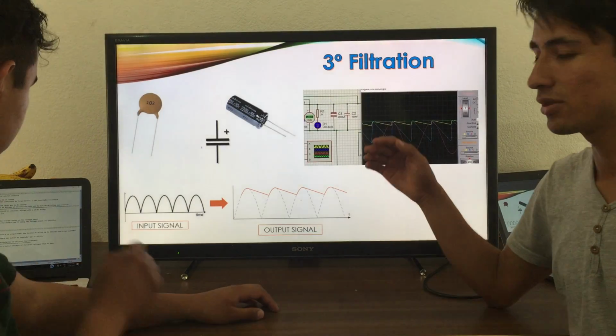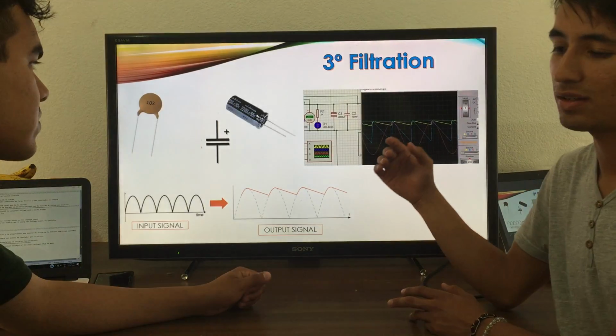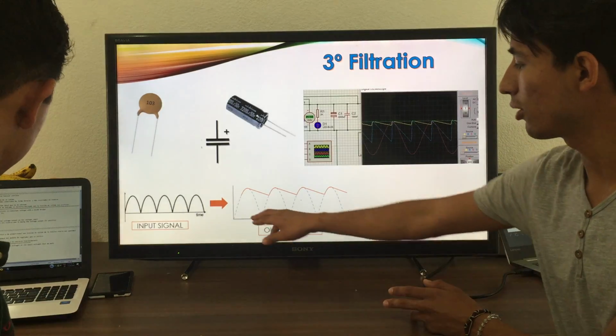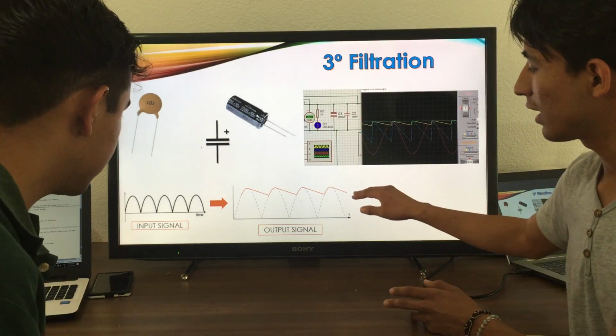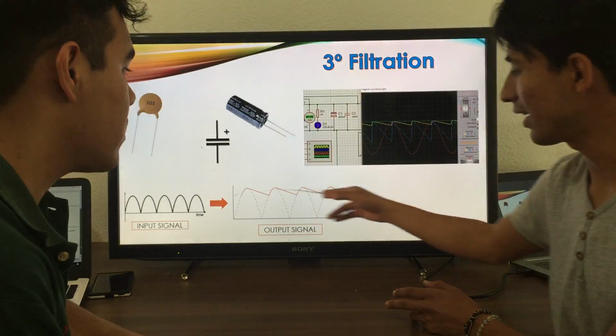In the stage of filtration, we filter the input signal. In this case, the input is the rectification stage, and at the output we have a signal more similar to a direct current or a line.